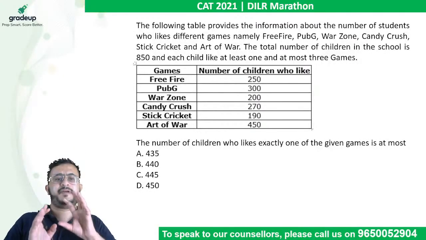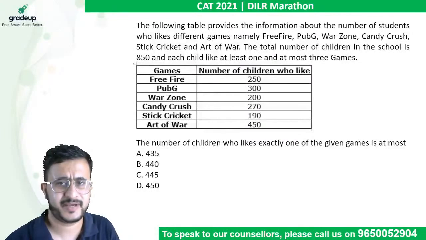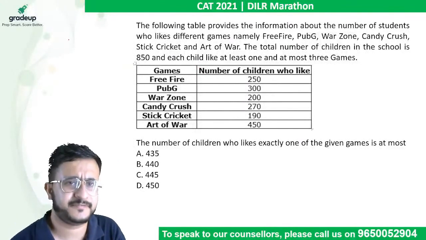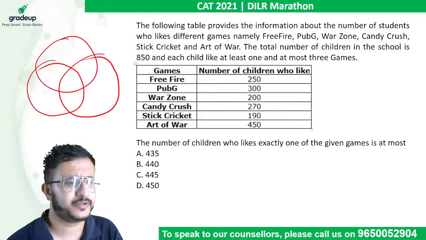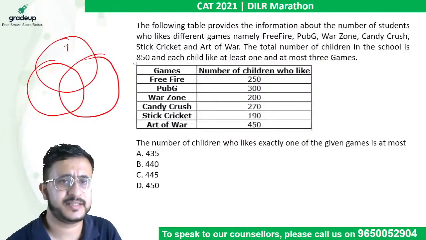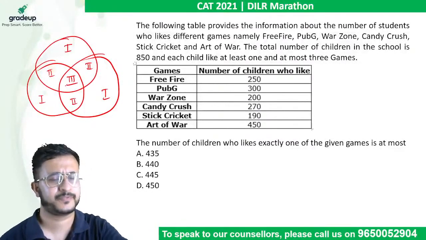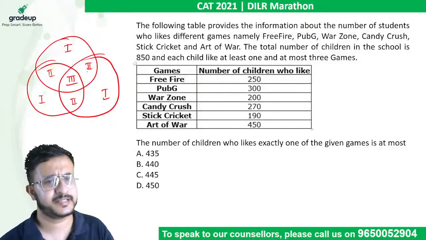Now, when we solve these Venn diagram based questions, you do not have to look at these values. I'll tell you one thing: if there is a 3-set Venn diagram, these are the people who like only one item, these are the people who like two of the items, and these are the people who like three of the items. Suppose I talk about games: some people like only one game, some people like two games, some people like three games.